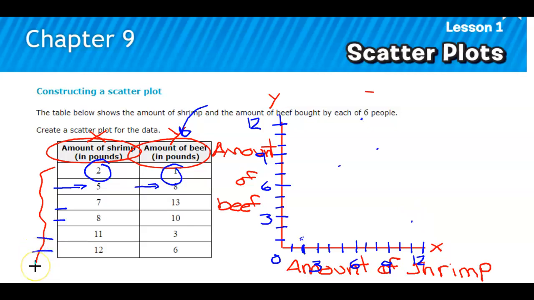That's going to be over 12 and up 6. So we'll go all the way over to the 12 over here, and then we're going to go all the way up to the 6, and that's going to be right about there. Whoops. Let's see if we can get that to work.